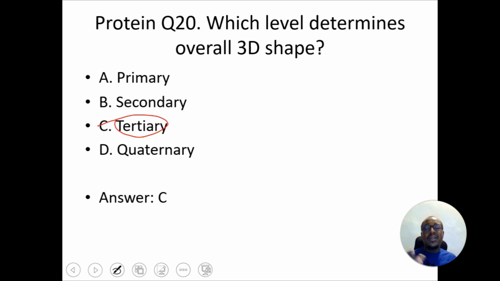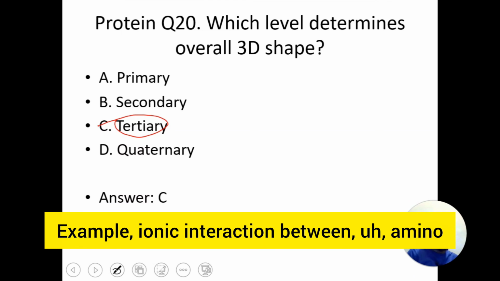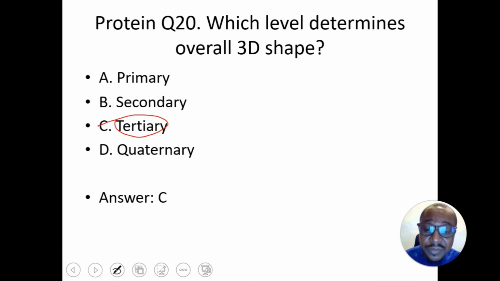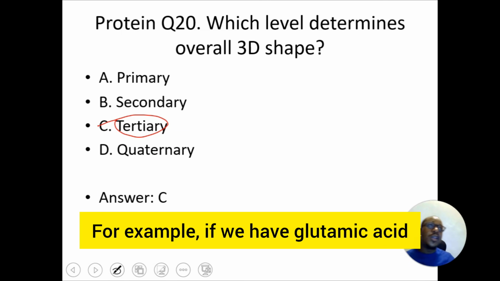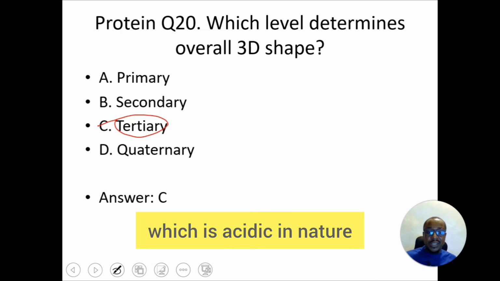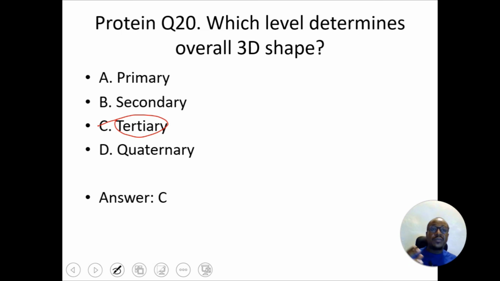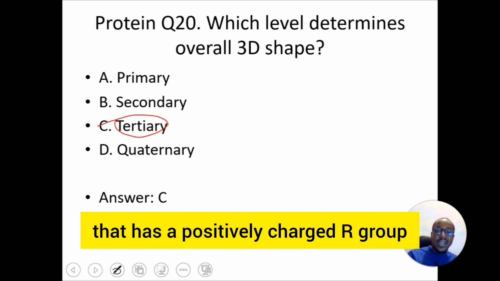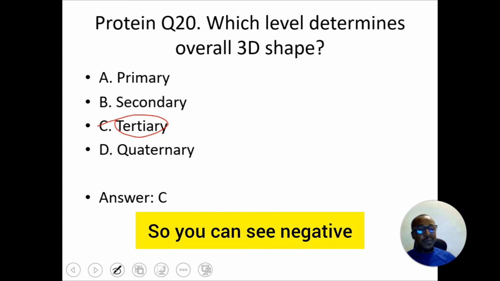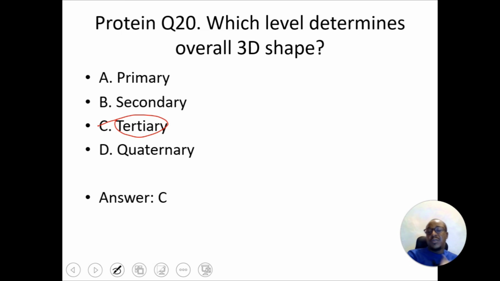There are other stability factors. For example, ionic interaction between amino acid side chains. If we have glutamic acid, which is acidic in nature, that has the COO minus, and we have lysine that has a positively charged amino group, you can see negative and positive can interact, causing more stability to the protein.